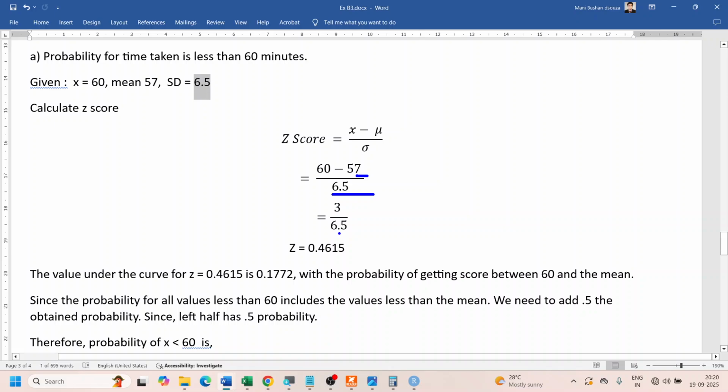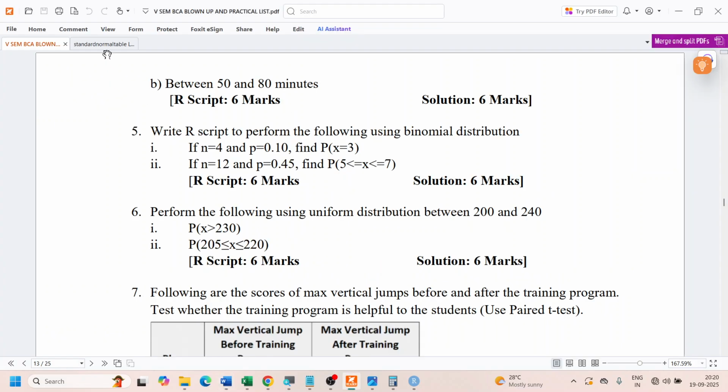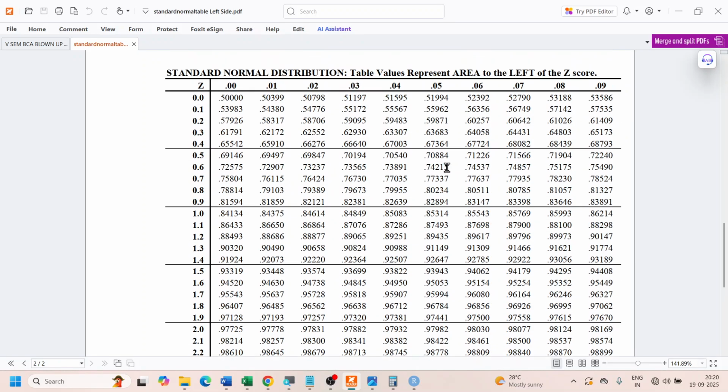3 divided by 6.5. You are going to get the value as 0.4615. So use this 0.4615 in your Z table and get the value. So if you have the Z table, this is the value. So the Z distribution, that is the standard normal distribution. If you have the one with the negative as well as the positive, then you can straight away get the value.